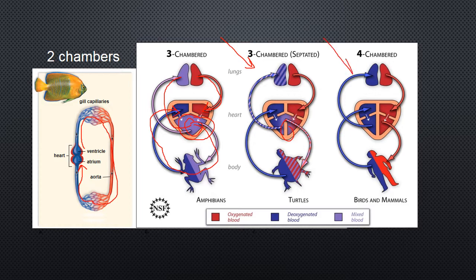Then we go to birds and mammals, and there's a 4-chambered heart. So 2 ventricles and 2 atria. We have deoxygenated blood flowing out of this ventricle here into the lungs, and then the oxygenated blood coming back into the atria, and then from this ventricle out to the rest of the body, and deoxygenated back into that atria right there. So there's no mixing of the oxygenated and deoxygenated blood. That's what our cardiovascular system looks like in our vertebrates.